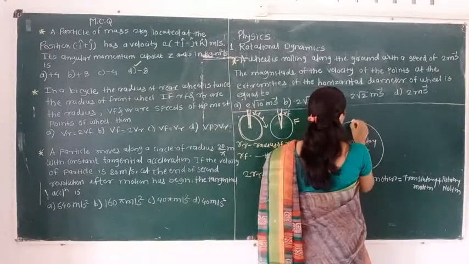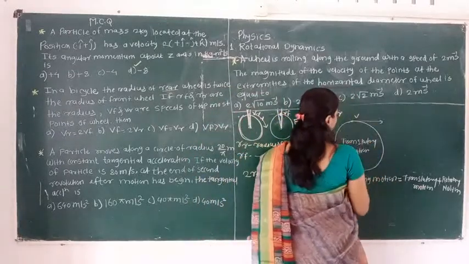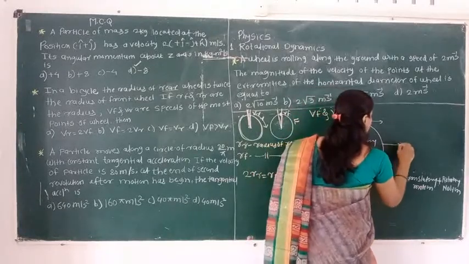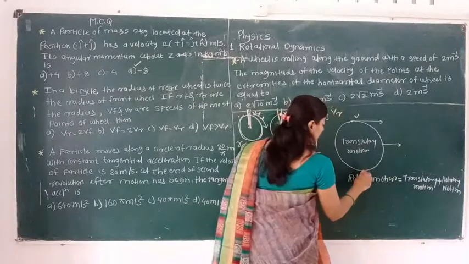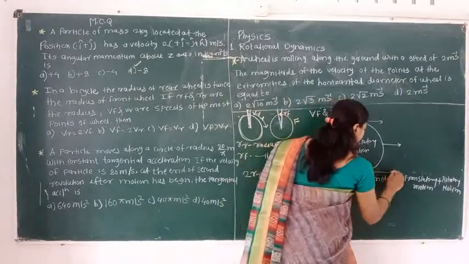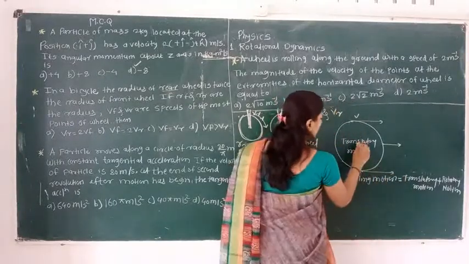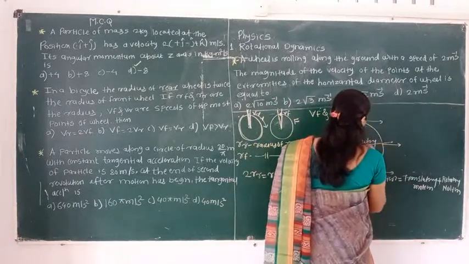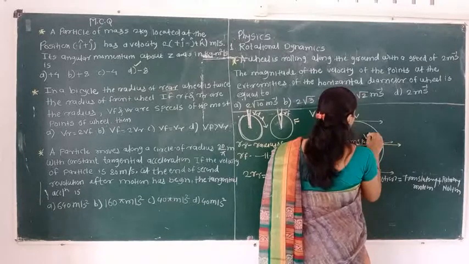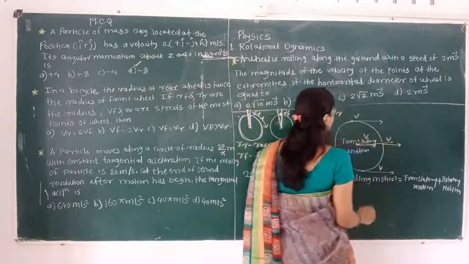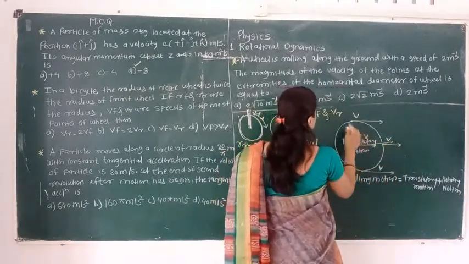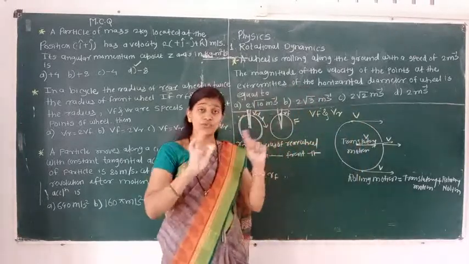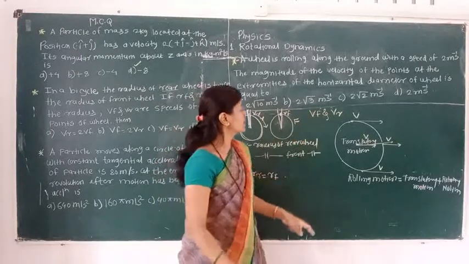Here the topmost point has the velocity v in the forward direction. The point at the bottom of the wheel also has velocity in the forward direction. The point at the center also has velocity in the forward direction. So here is velocity, here is velocity. We have to find out the topmost velocity of the two wheels. What is the relation between them?